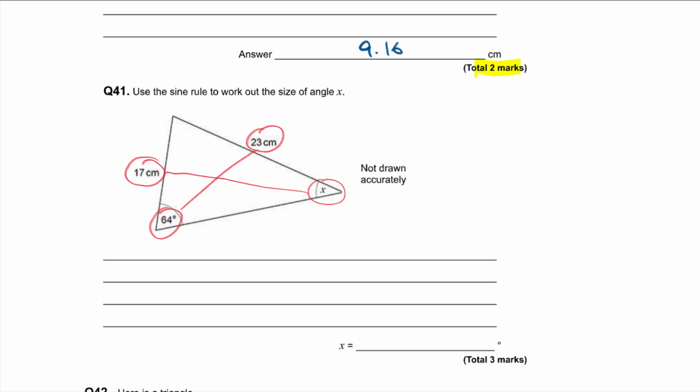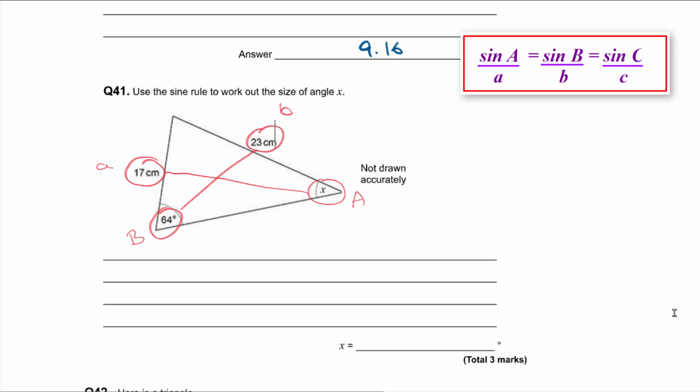Again, I'm going to label up my sides, capital A, lowercase a, capital B, lowercase b. And then I'm going to write down the sine rule, but this time I'm going to write it down the other way up because I want to find an angle. I'm going to write it down with the angles at the top and the sides underneath. So rather than writing a over sine A, I'm going to flip it over and write sine A over a equals sine B over b.